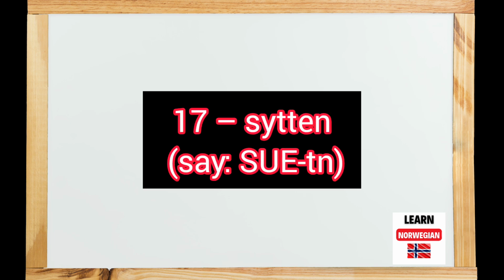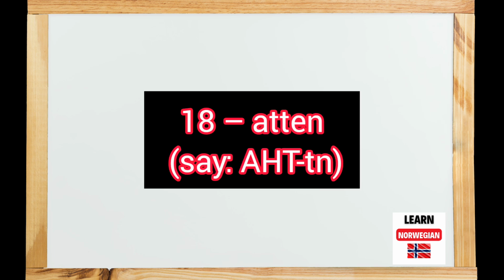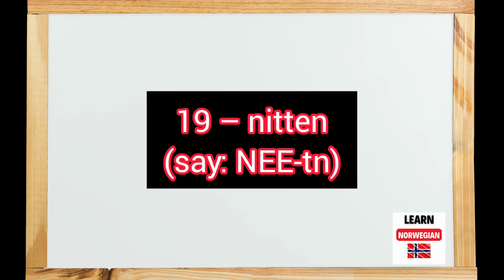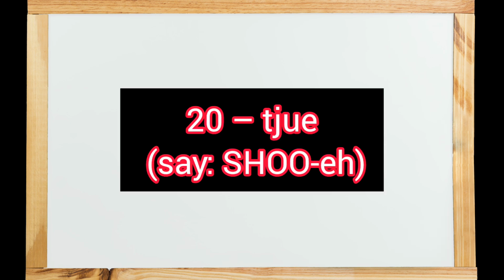Number 17 is Sytten. Repeat after me. Sytten. Number 18 is Atten. Repeat after me. Atten. Number 19 is Nitten. Repeat after me. Nitten. Number 20 is Tjue. Repeat after me. Tjue.